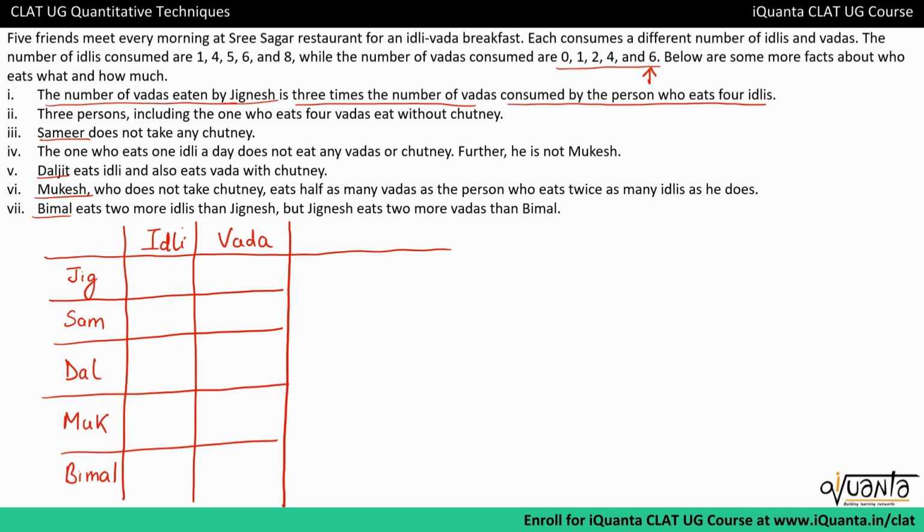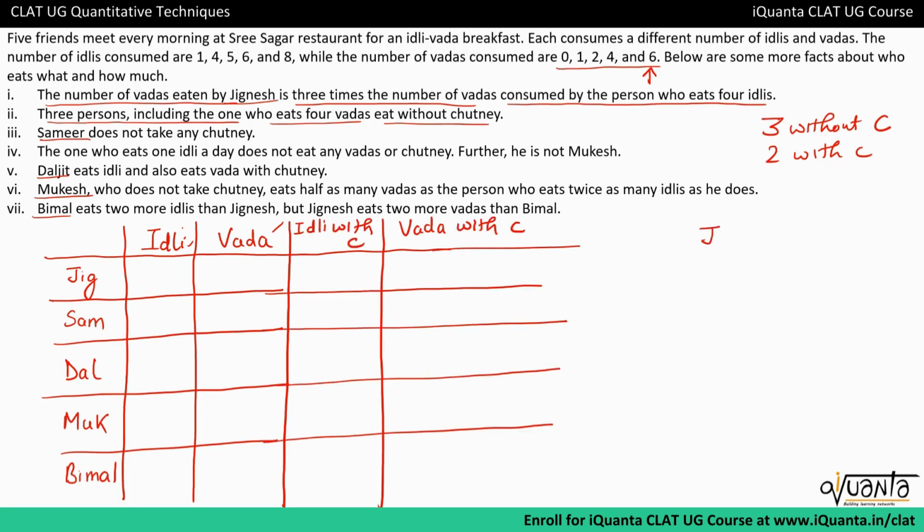But if we read the second clue over here, it is given that 3 persons including the one who eats 4 vadas eat without chutney. So there are 5 people in total. There are 3 who are eating without chutney, okay, and there are 2 who will be eating with chutney. So now we need to add 2 more columns to this table: idli with chutney and vada with chutney. These that I have already written are without chutney. Okay, so I'll add 2 more columns.